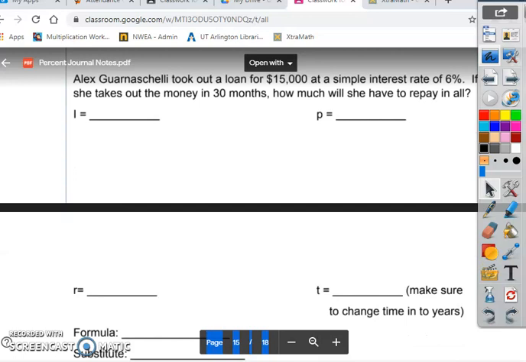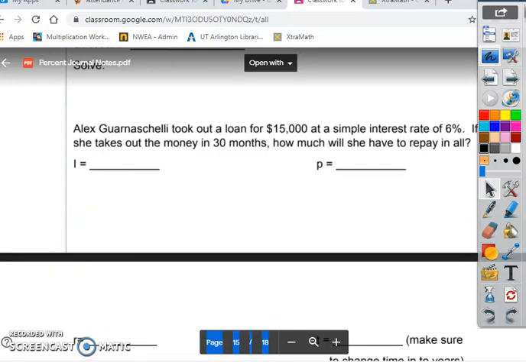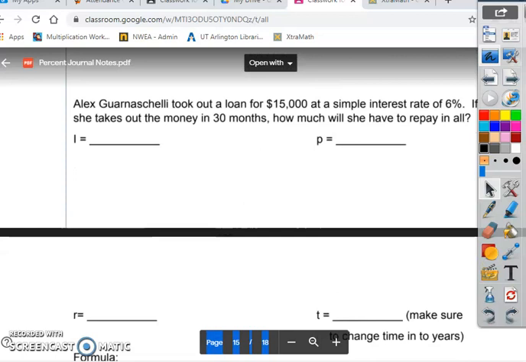And I'm sorry, this is kind of split. So I'm just going to kind of make it fit on the top here. Alex Gornicelli took out a loan for $15,000 at a simple interest rate of 6%. If she takes out the money in 30 months, how much will she have to repay in all? I should say how much if she pays back the money in 30 months. So kind of had that a little confusing.